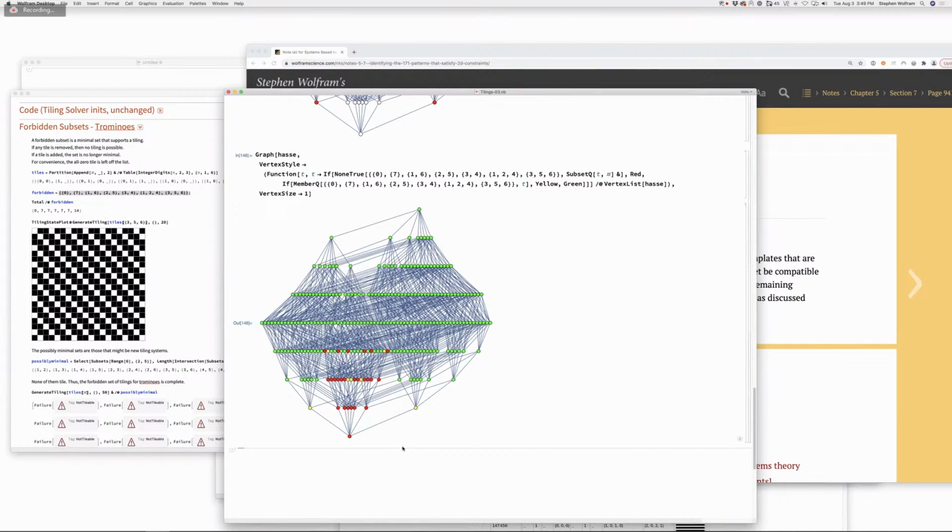Mm-hmm. So at each level, we want to generate only the new subsets which don't contain any of the already forbidden smaller subsets, right? Right. So if we succeeded in doing that, would we have a minimal algorithm?